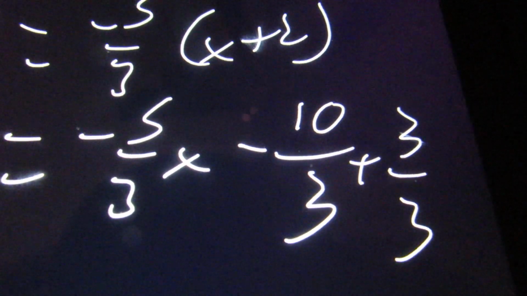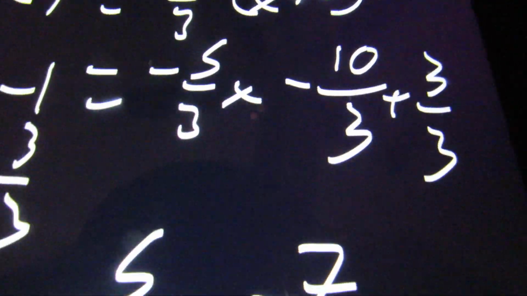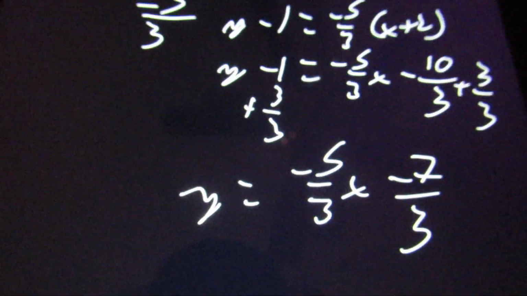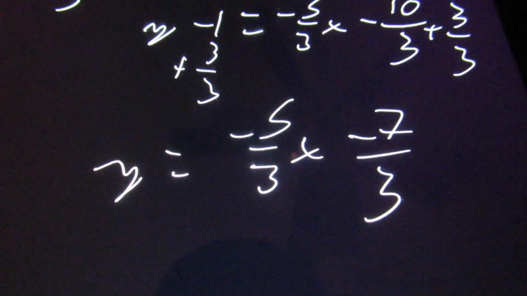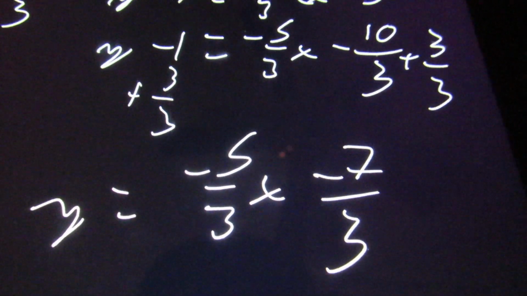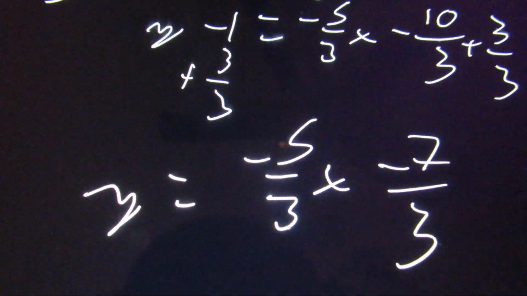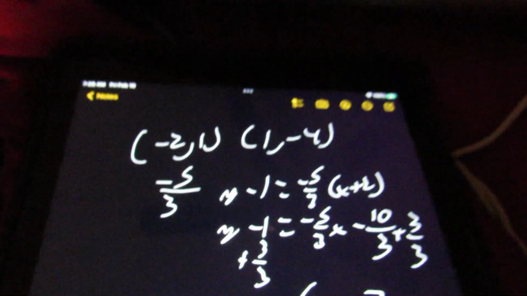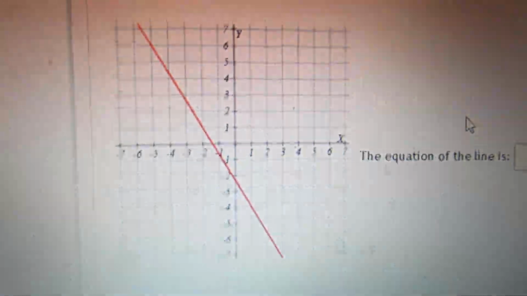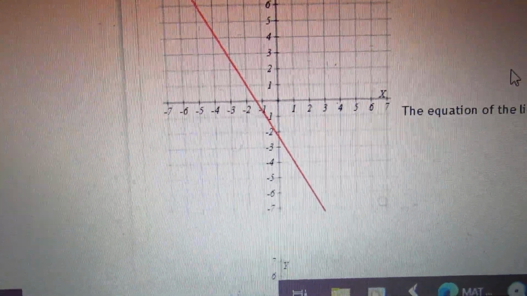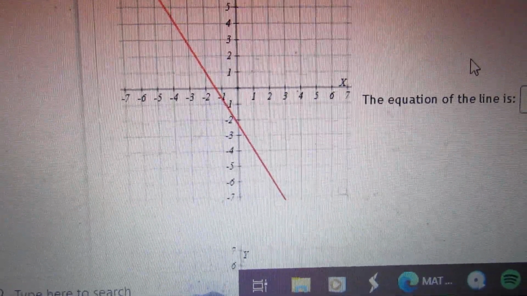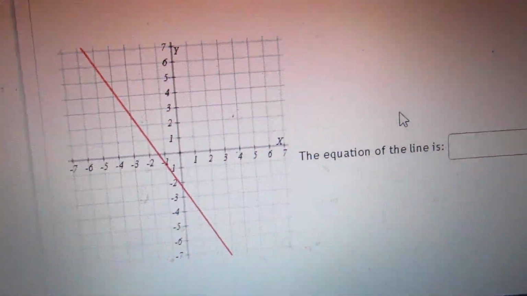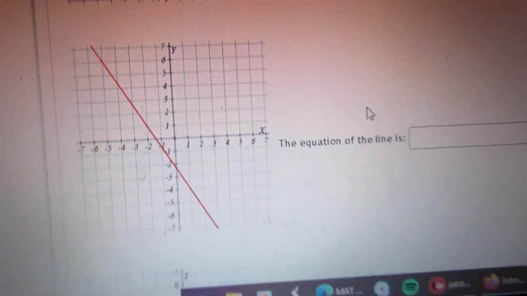And so -10/3 plus 3/3 is -7/3. So my equation is going to be y equals -5/3 times x minus 7/3. And so that's how you're going to do some of these where the y-intercept is between the tick marks and is a fraction. Don't change any of these to decimals. Leave them all as fractions.